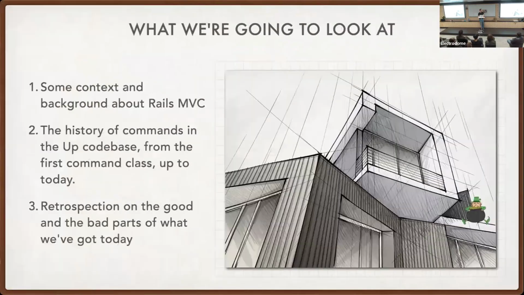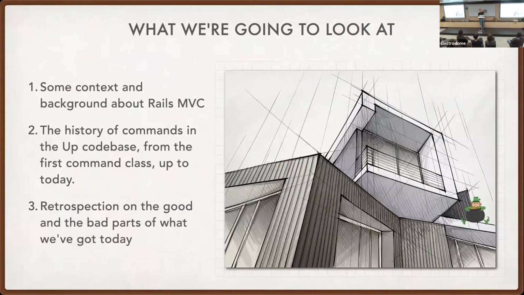I've broken this into three parts. First part, I want to talk a bit about the context and background of MVC in Rails, just to set the scene for when the command pattern was introduced. Second part is we'll go through the git commit history of the code base, right from the very first command through all the changes over the years up to what we have today. And then the last part, I want to look back and think what's gone well, what could have been better.